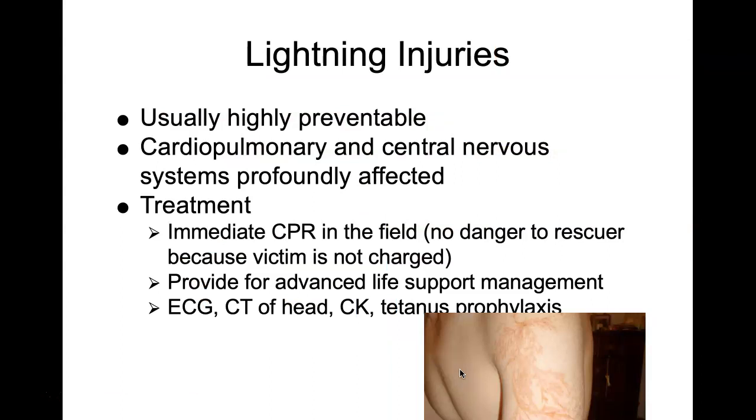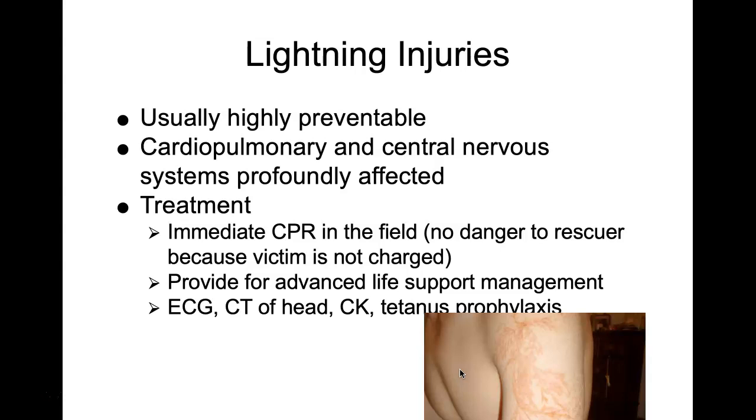The next thing we're going to talk about is lightning injuries. Lightning injuries are highly preventable, and these can happen year-round due to the forces of nature. They do lead to multiple injuries and death. It's caused by an electrical charge generated through thunderclouds. The duration of contact is nearly instantaneous, resulting in a flashover phenomenon.